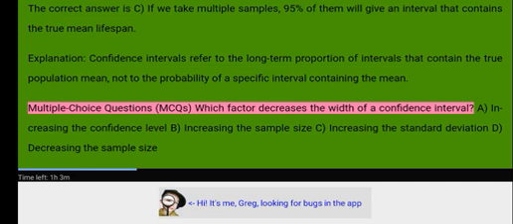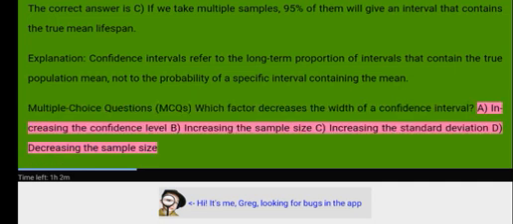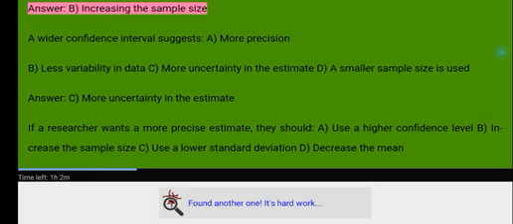Multiple choice questions, MCQs. Which factor decreases the width of a confidence interval? A. Increasing the confidence level. B. Increasing the sample size. C. Increasing the standard deviation. D. Decreasing the sample size. Answer. B. Increasing the sample size.